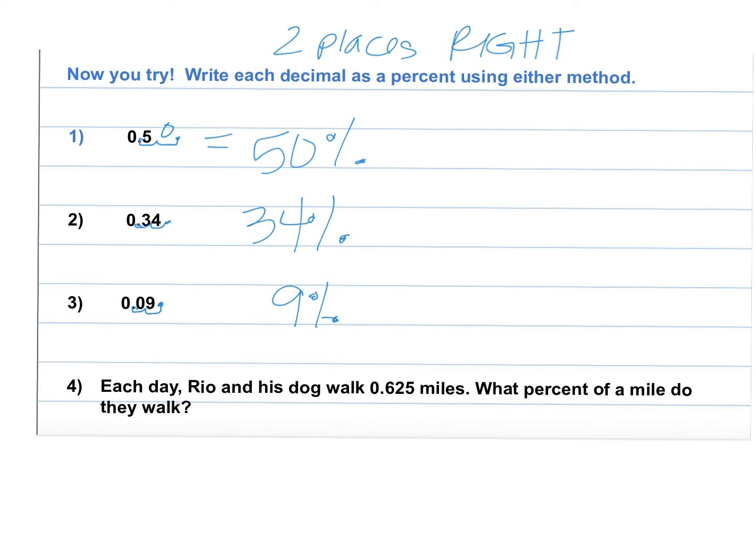And then each day Rio and his dog walk 0.625 miles. What percent of a mile do they walk? So I'm going to take this decimal, and it's going to end up right between the 2 and the 5 because I went over 2. So I have 62.5%. I'm going to keep that decimal with the 0.5 in my percent.